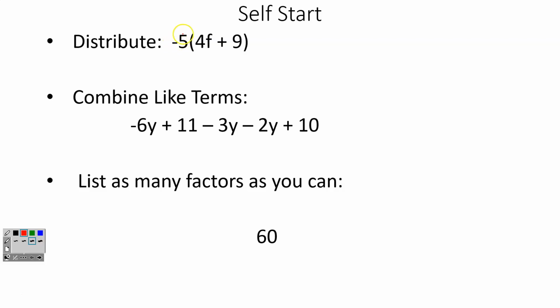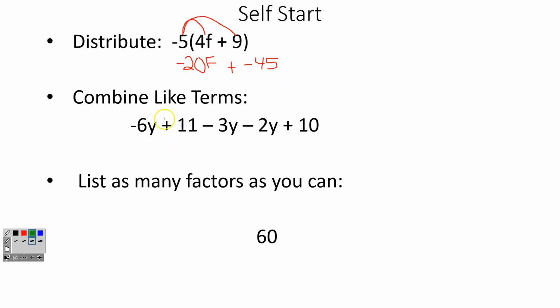So I'm going to take my -5, woo, woo, and multiply it by a 4f. So -5 times 4 would give me a -20. And then I'm going to put my f here because I don't want to forget my variable. I'm going to do my second rainbow. Don't forget your second rainbow. Woo! Rainbow! A -5 plus a +9 is going to give me a -45.